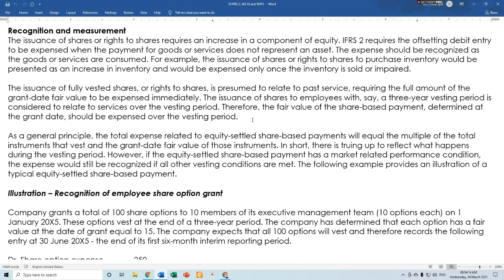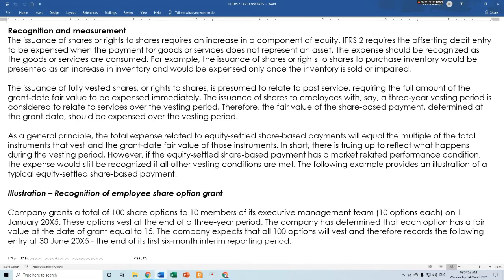Okay, so kapag nirecognize mo yan, in full na. Wala na tayong gagamiting proportion, kasi fully vested na nga siya. So, ang gagamitan natin ng proportion later on will be yung mga may vesting period pa. Such as yung nandito. The issuance of shares to employees with vesting periods, like in this example, 3 years pa yung vesting period, is considered to relate to services over the vesting period, or in other words, over 3 years. Therefore, the fair value of the share-based payment, which is determined on the grant date, will be expense over 3 years. So, ratio and proportion, parang mangyari dyan is 1/3, 1/3, 1/3.